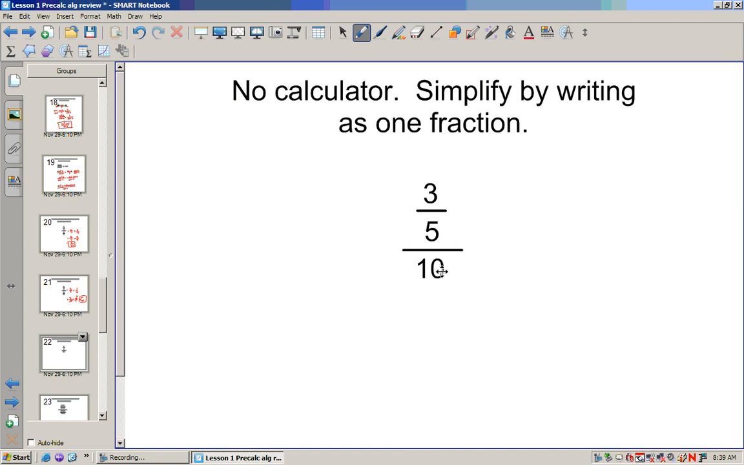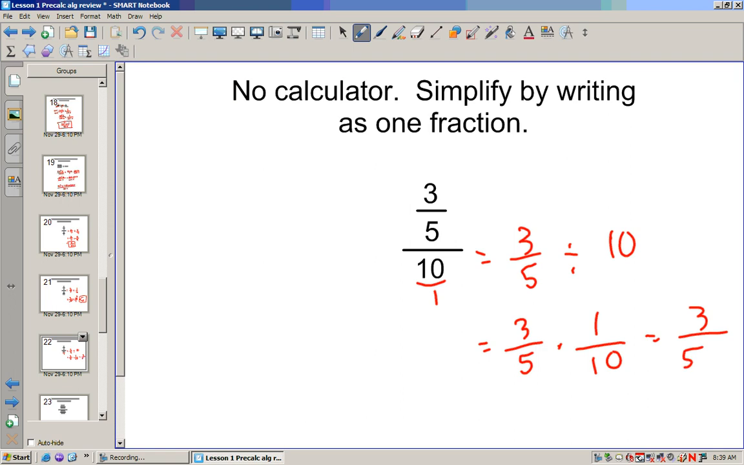Alright, try this one. Hopefully you realize 10 is the same thing as 10 over 1. So we have 3/5 divided by 10, which is 3/5 times 1 over 10, which is 3/50.